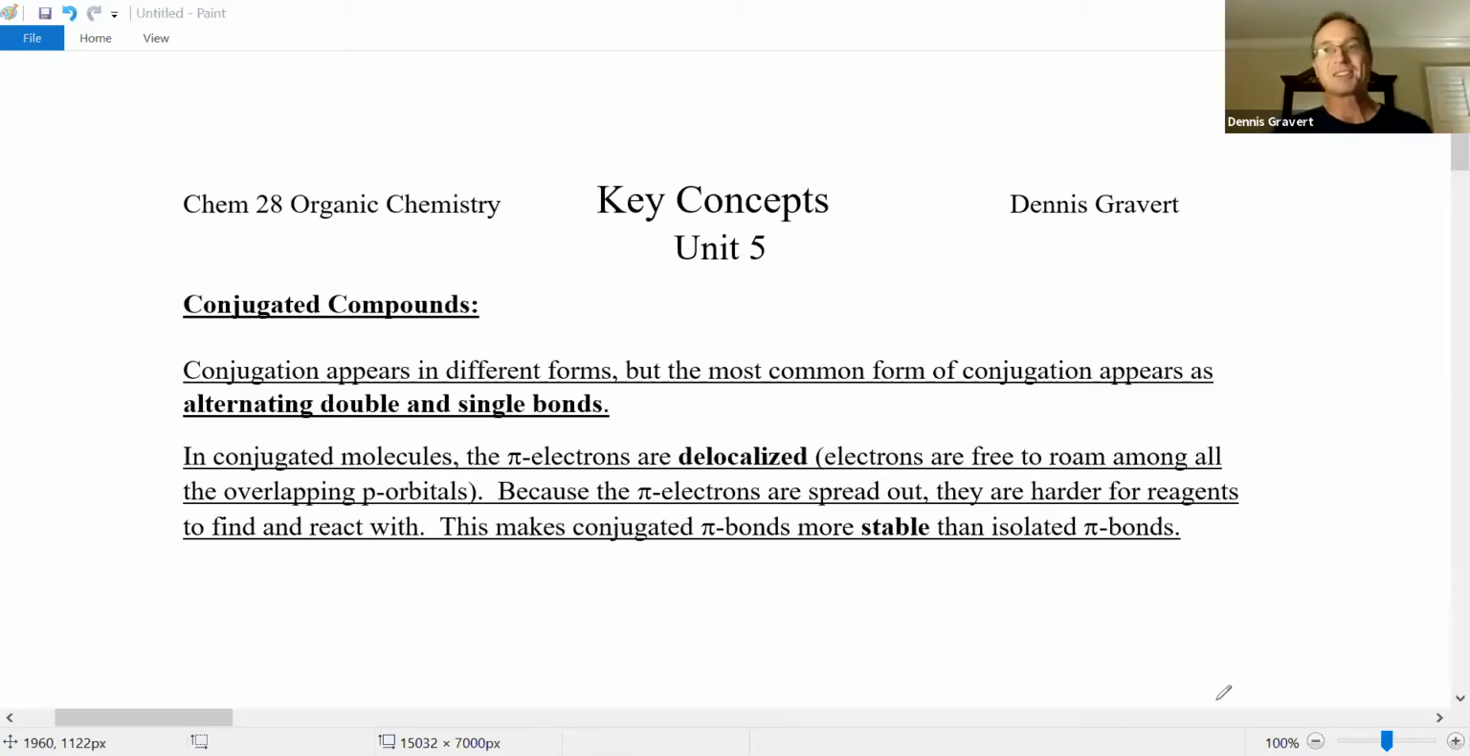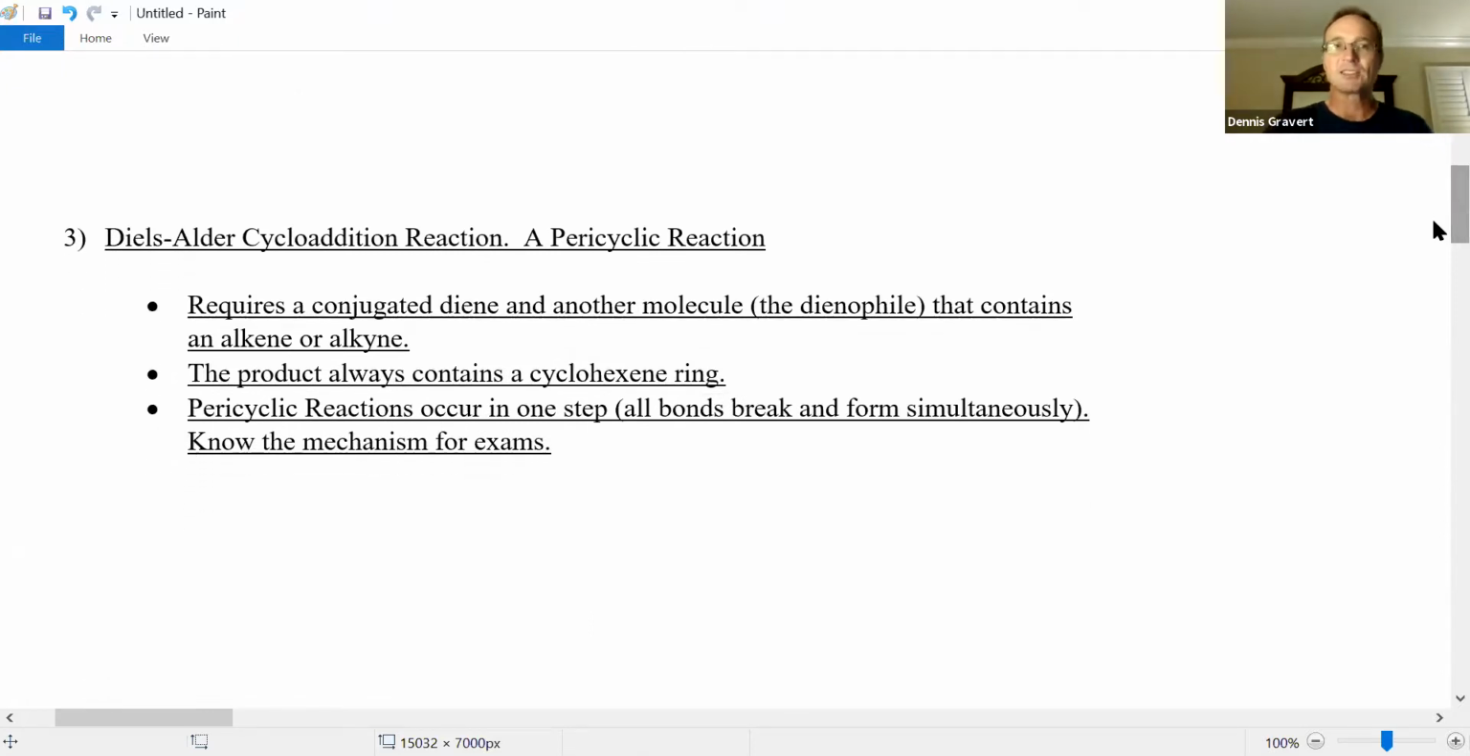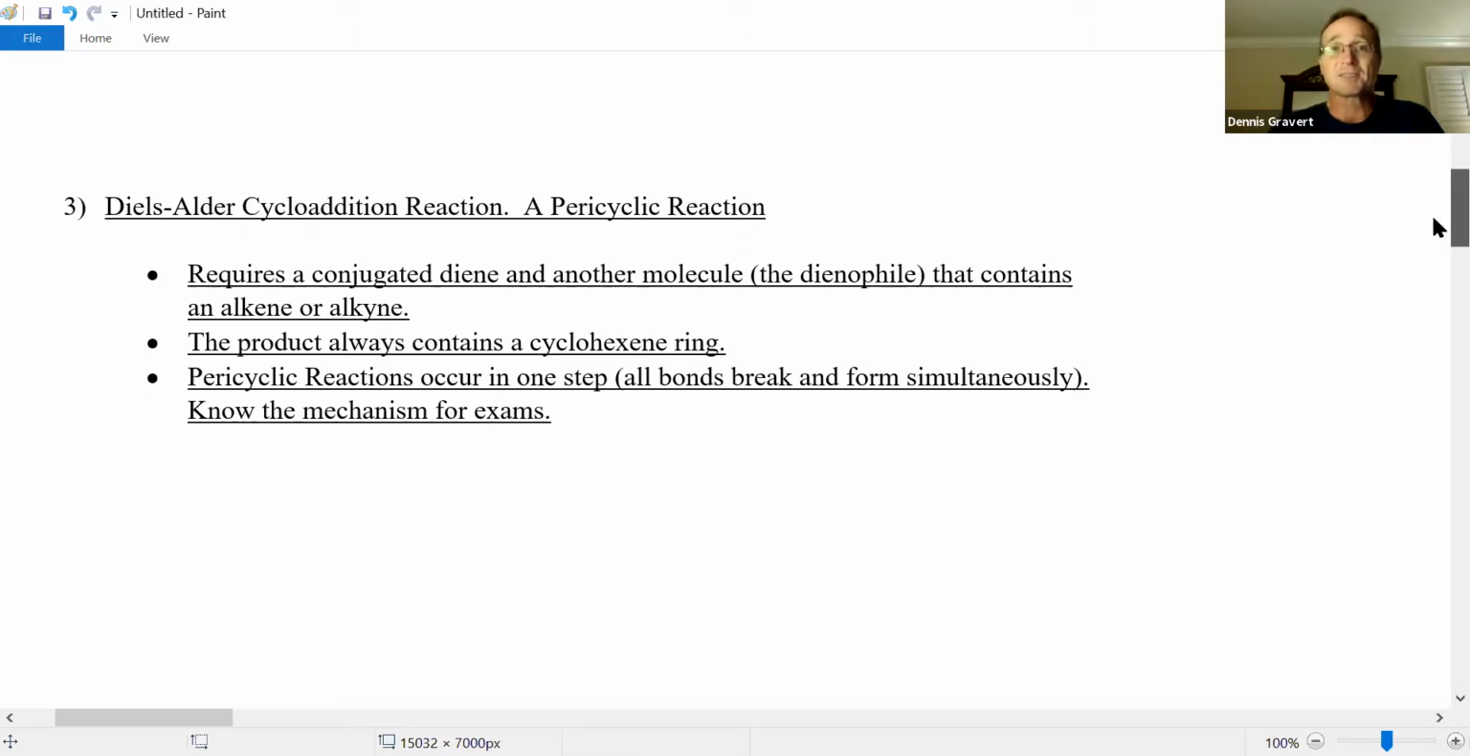So we're in Key Concept Unit 5, the only document of Key Concept Unit 5, no part 1, no part 2, whatever. And we've already covered conjugated compounds in a previous video. So anyways, just want to get you situated. If you have your Key Concepts handout, start here and then scroll down to part 3, item 3, I should say, the Diels Alder. It's a cycloaddition reaction.